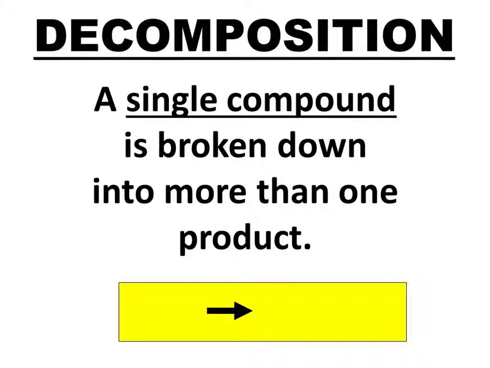Now, decomposition, instead of forming a single compound, you actually start with a single compound. So let's say we start with AB, and you break down into one or more than one product. So you'll have A plus B. Sometimes you can have A plus C and plus D, but in general, you're going to start with one and end up with having more than one product.